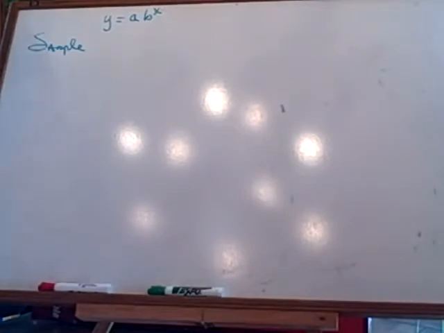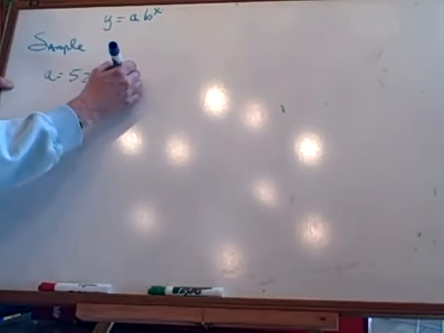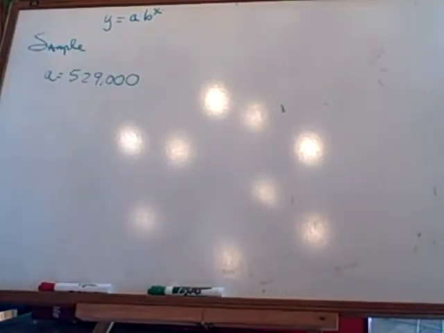It says in 1989, the population of a place in Colorado was about 529,000. The population growth rate has been about 2.3% per year. At this rate, estimate the population at various years. So let's talk about what these first things are. What was my initial value? Well, that would be the A. That would be your 529,000. Does that kind of make sense?